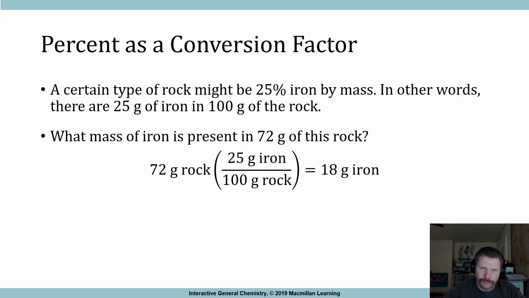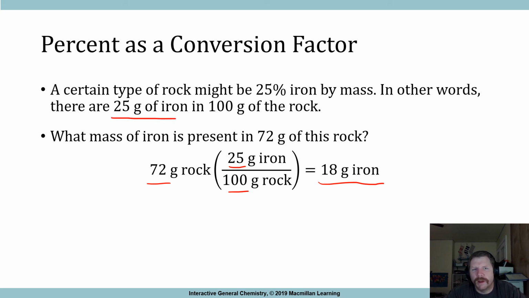Well, you don't have 100 grams of it. You only have 72 grams of it. So basically what you can do is say 25 divided by 100 and multiply that by 72, and that comes out to be 18 grams. So it's effectively the same sort of thing, but it gives you quantities.